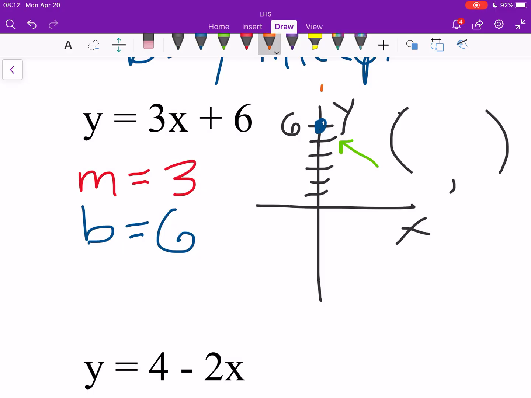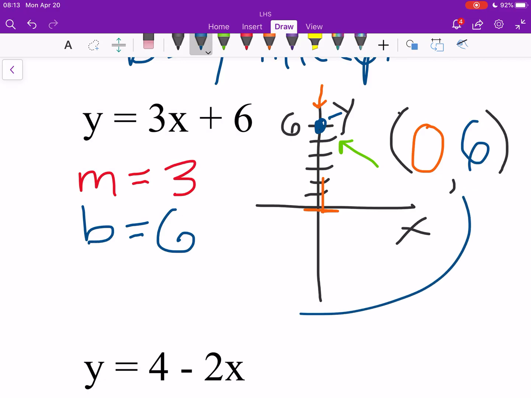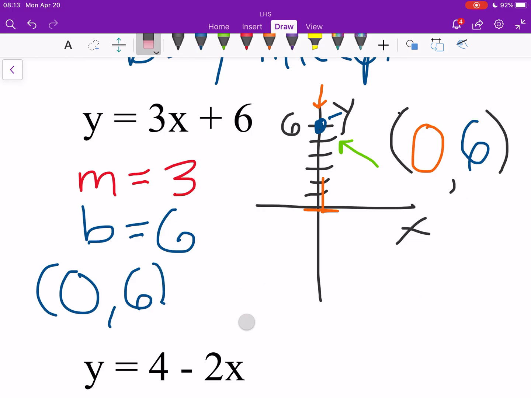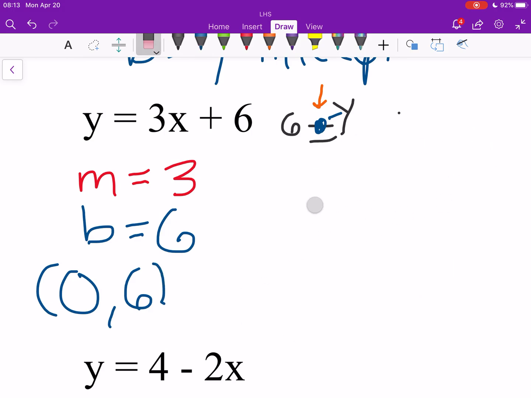So if I was trying to write this point right here, how would I write it in parentheses? Well, I don't move to the left or to the right in the x direction to get that point right there. So I know the x value of that point is 0. And then the y value of the point we already know, right? It's 6. So I can write that point as (0, 6). So another way for us to write our y-intercept that we're going to practice today is (0, 6). Okay, just 0 for the x value and then whatever the y value is.